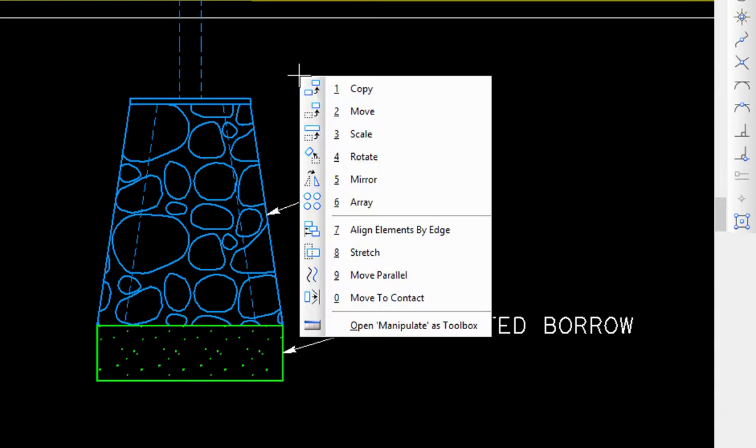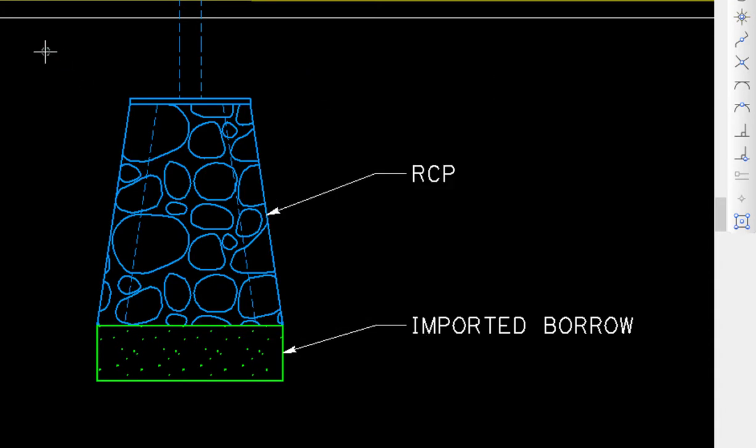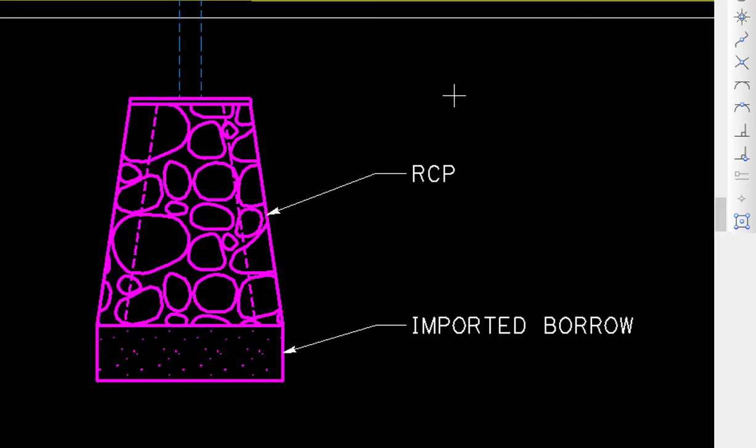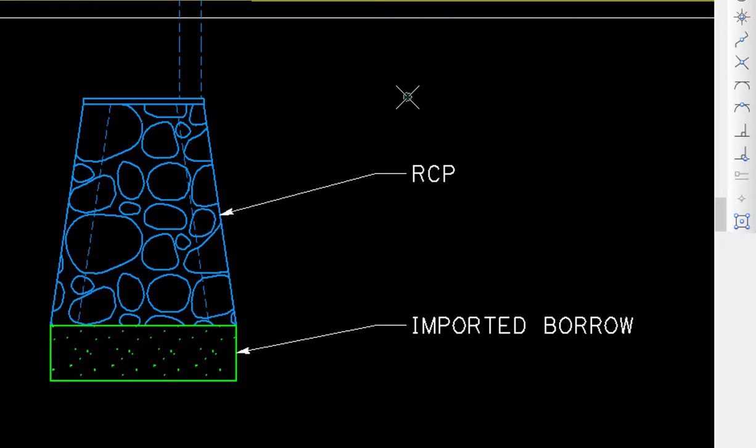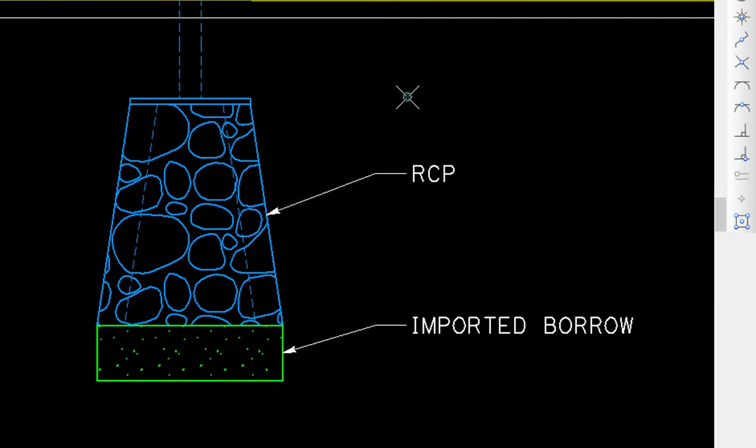To prove that, I'm going to go to the move element tool and select these elements and move them all over to the left. And when I do that, you can see the leader lines go with them. I'm going to go ahead and do a couple of undos.